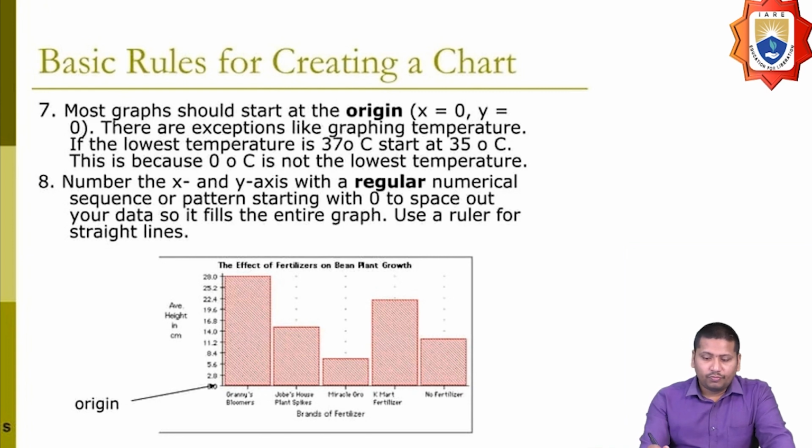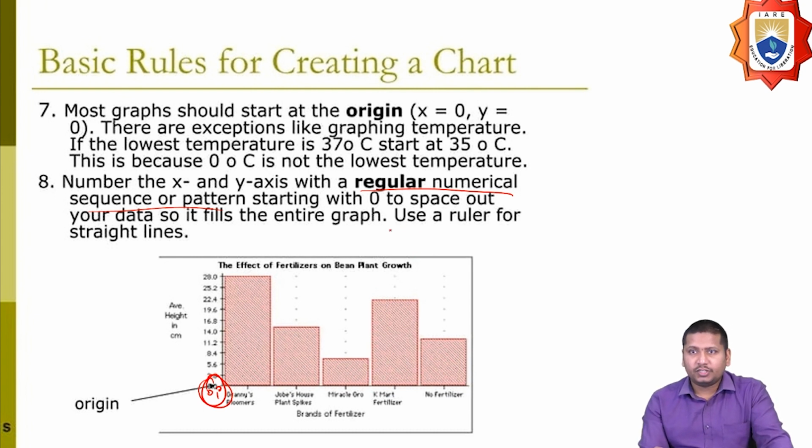Okay, so what is the rule we have to follow here: most of the graphs should start at 0, 0. This is the indication: x is 0 and y is 0. Some exceptions may arise, like graphing temperature. If the lowest temperature is 37 degrees, start at 35 degrees, because 0 degrees is not the lowest temperature. Number the x and y axis with a regular numerical sequence or pattern starting with 0, and space out your data so that it fills the entire graph.